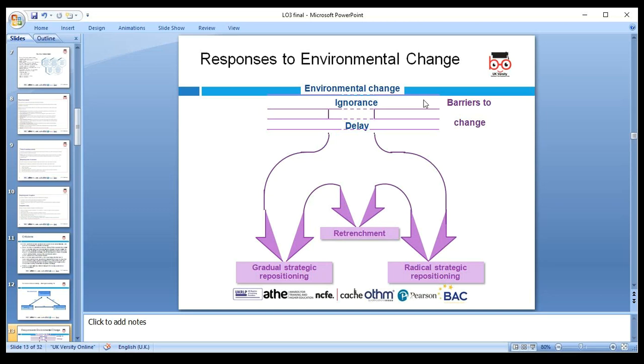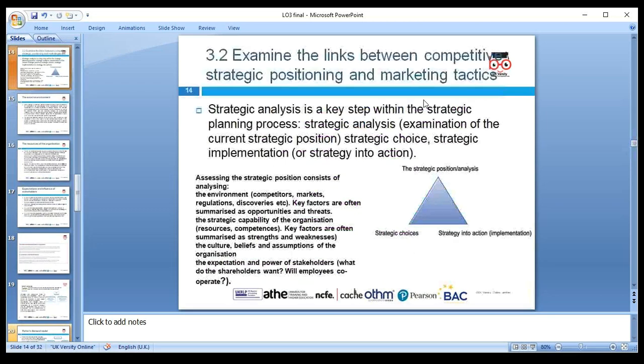We need to look at whether you ignore the barriers to change, or delay it. Gradual strategic repositioning, retrenchment, and radical strategic repositioning we can do. Okay, then next we're looking at 3.2, guys.